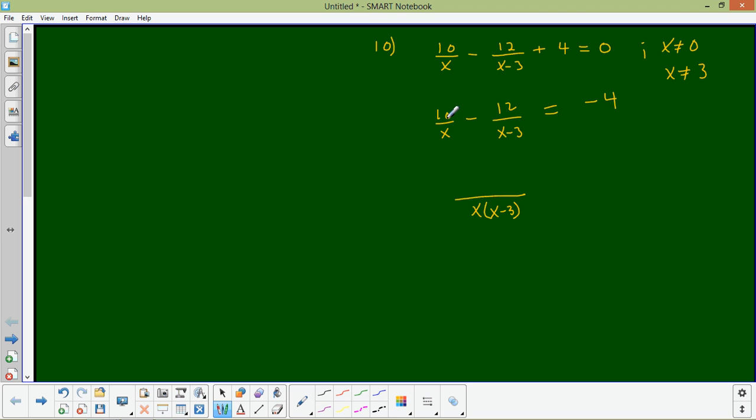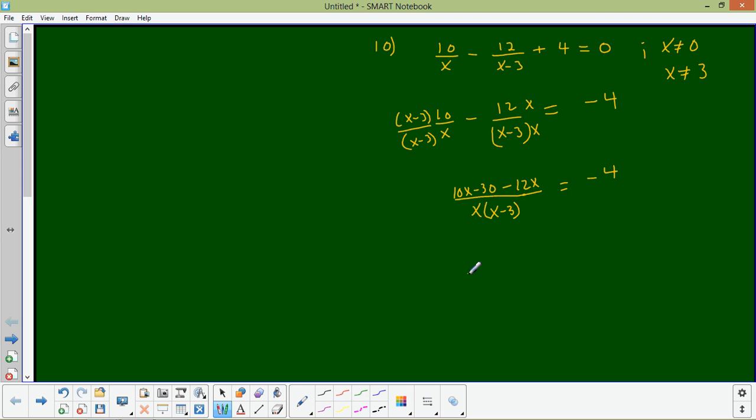Right? Now, to obtain the x times x minus 3, on the left-hand ratio, we're going to multiply top and bottom, make sure you get this, by x minus 3. And that's going to give us 10x minus 30. Clear? And the right-hand ratio, going to multiply top and bottom by x. And so we're going to subtract 12x. Now I left the denominator in the factored form. I didn't actually do the distributive property.